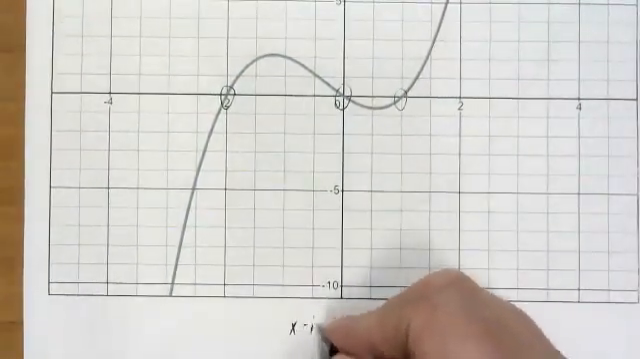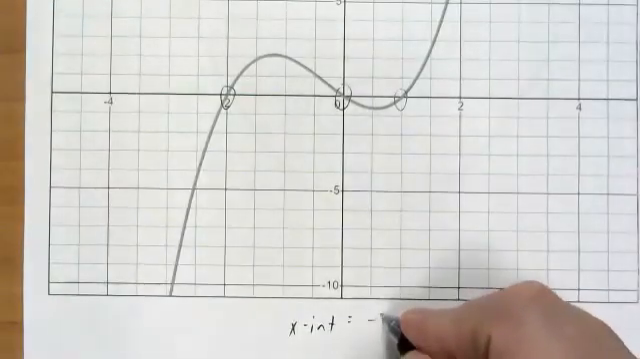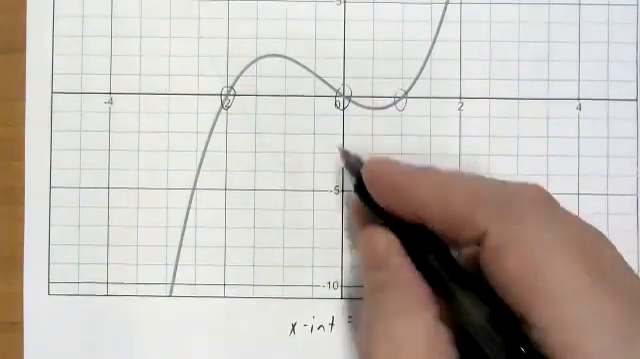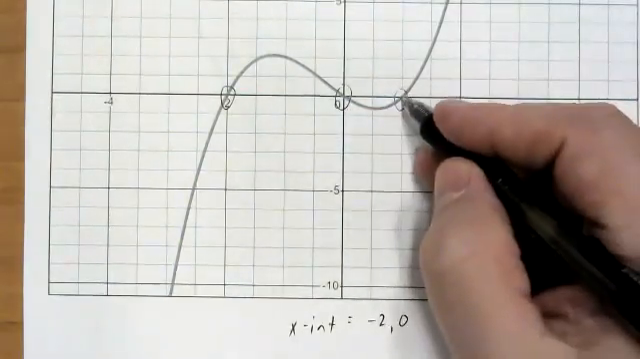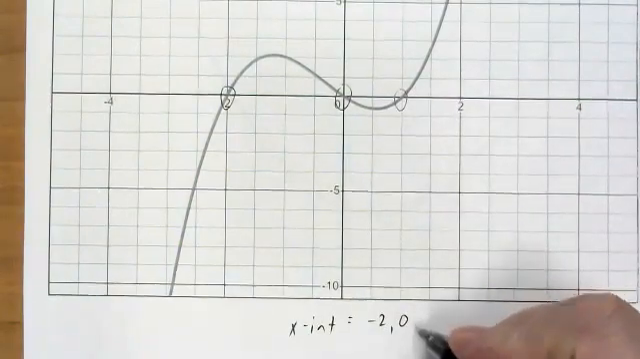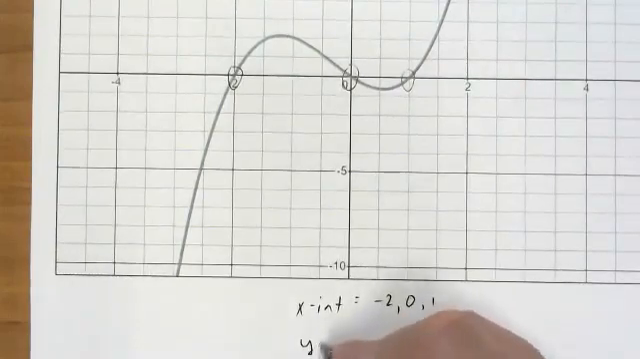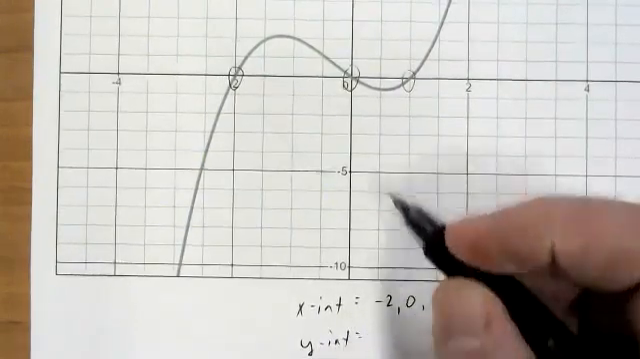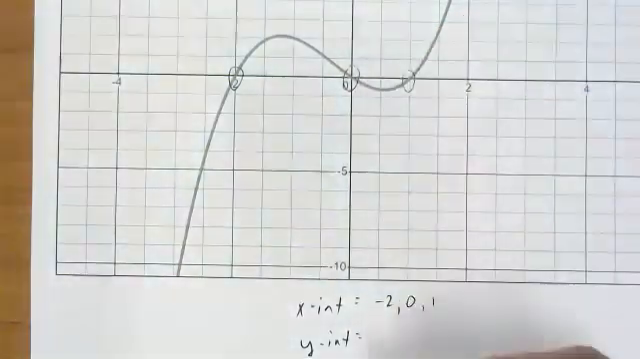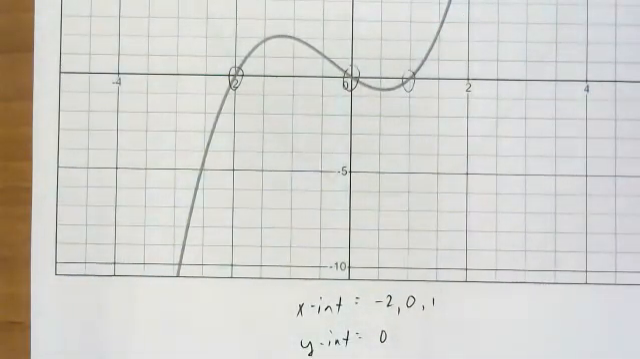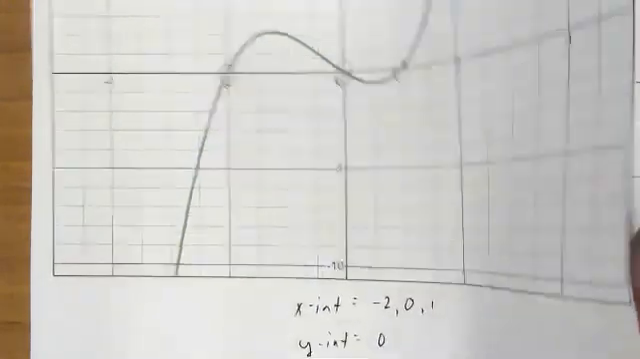So we could just list them. This looks like -2 for the x of this intercept here. The value of x here is 0. The value of x here is 1. So there are the 3 x-intercepts. For the y-intercept, we've only got 1, it's here. What's the value of y? It's 0. Not too difficult, hopefully.